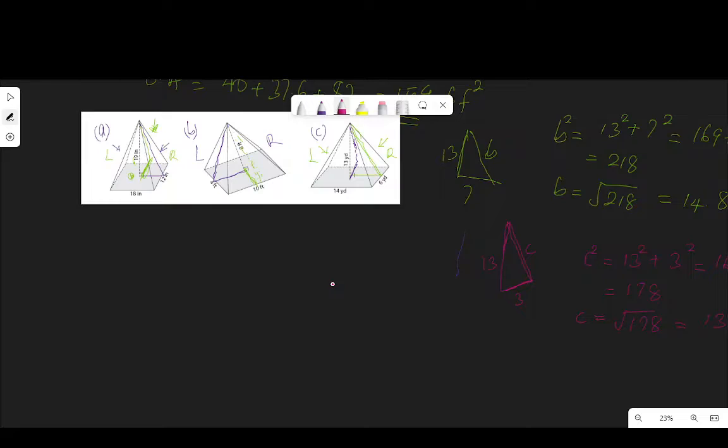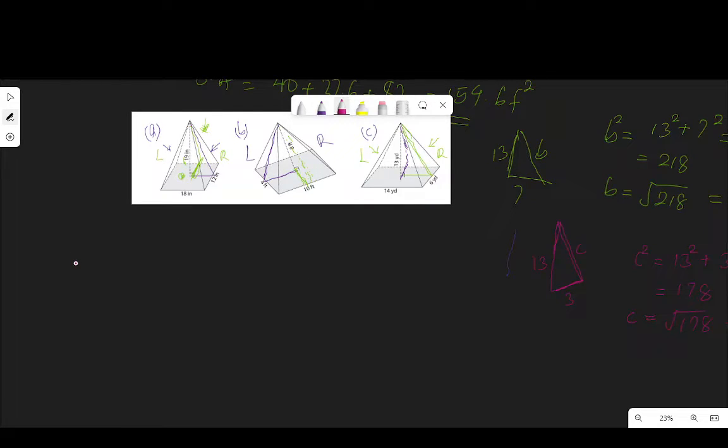But now that we know the heights of all the triangular faces, we can get the surface area of the pyramid, starting with the area of the rectangular base. So let's call it base area. Base area is the area of a rectangle, which is length times breadth, and that will be 14 times 6. 14 times 6 is 84 yards square.